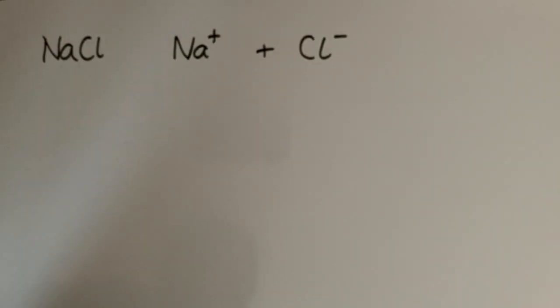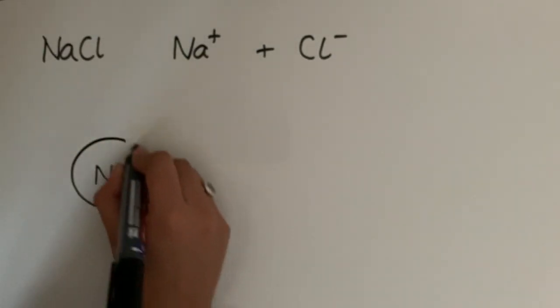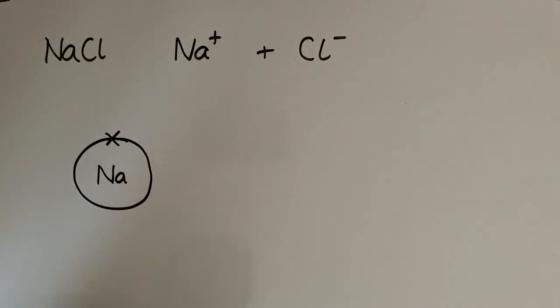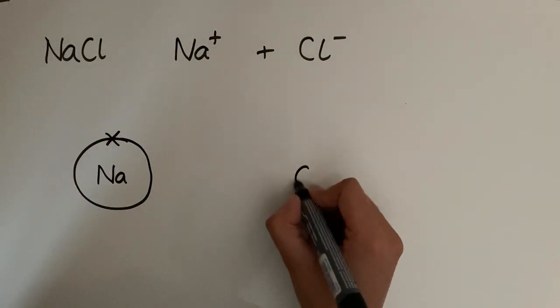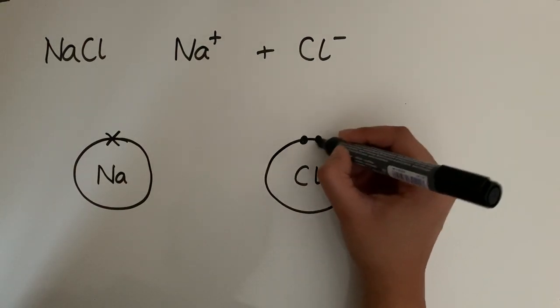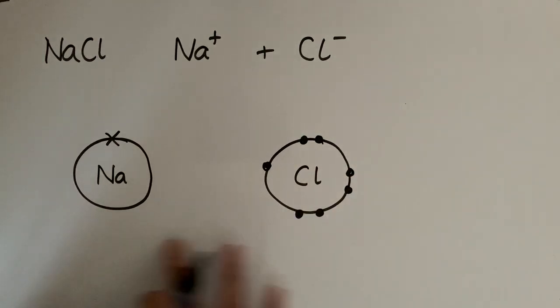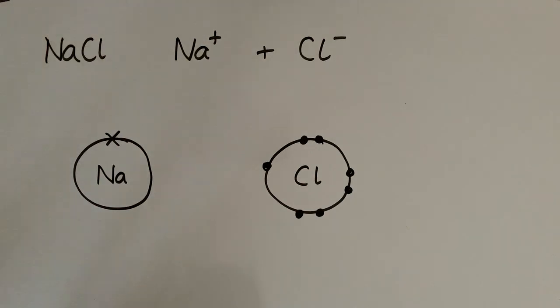Sodium is in group 1. If I draw a sodium atom, the outer shell has just one electron. And if I draw a chlorine atom, I'm going to use dots for these ones. It's group 7, so it has 7 outer electrons. These are atoms, not ions at the moment. When we form ions, we lose or gain electrons. So electrons are essentially transferred. There is no sharing of electrons. We transfer electrons from one place to another.